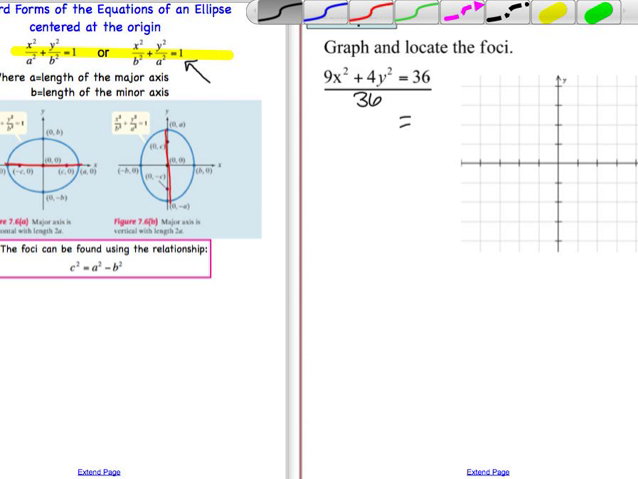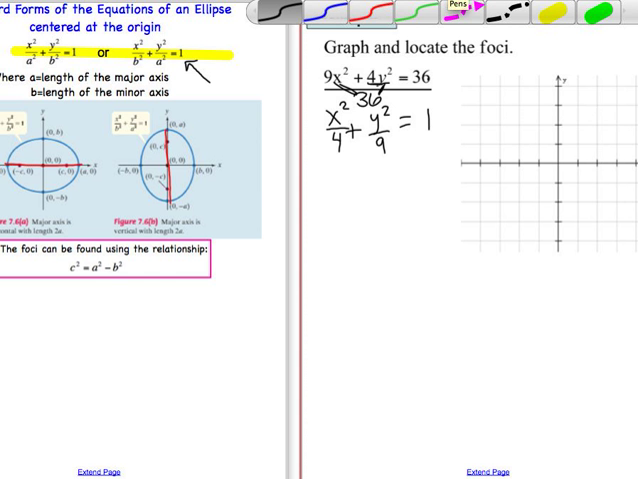So I'm going to get 1 equals, well, 9x squared over 36. This will give me x squared over 4. Plus 4y squared over 36 will give me y squared over 9. I'm dividing every single thing by 36. And then I start to see the standard form.